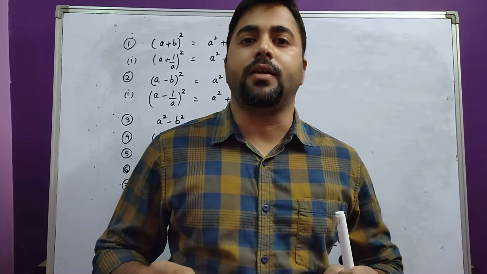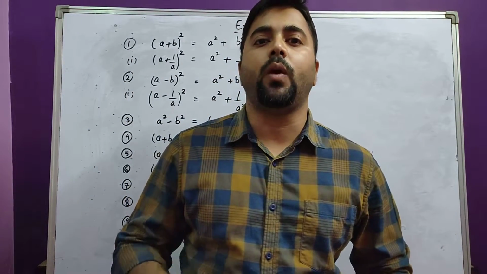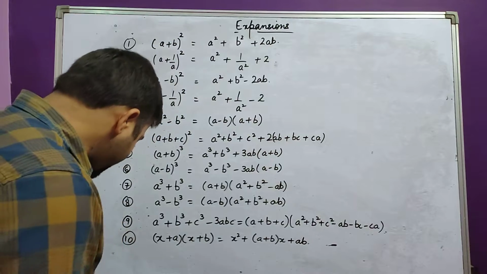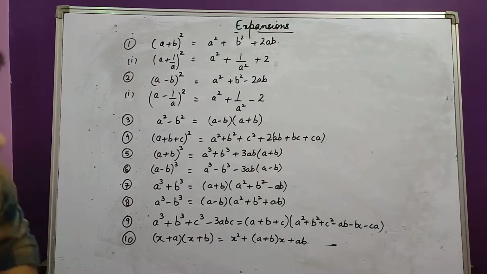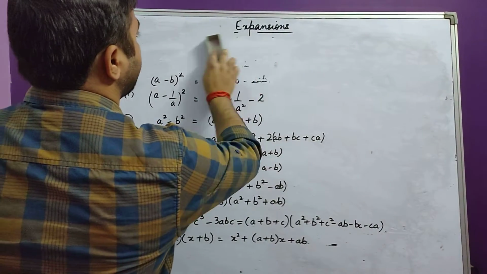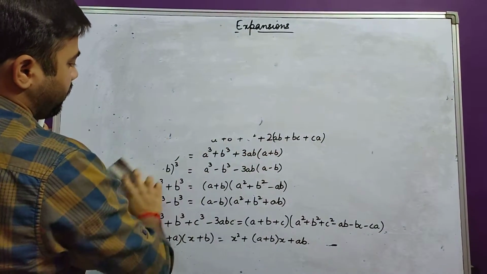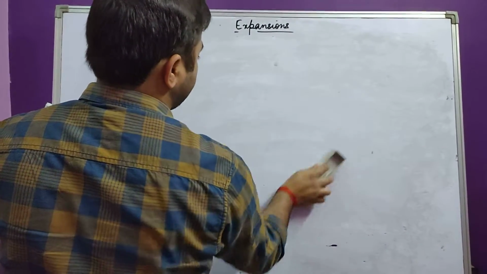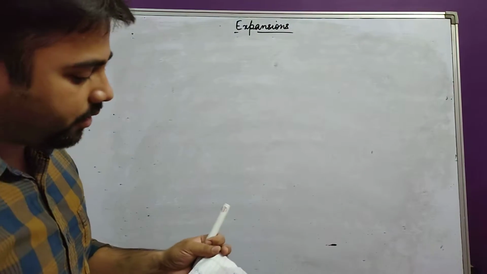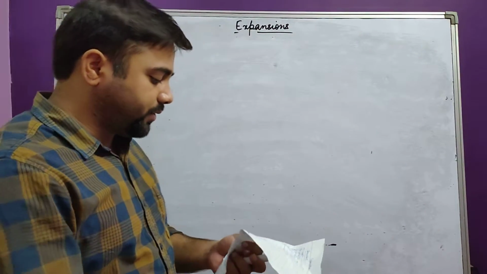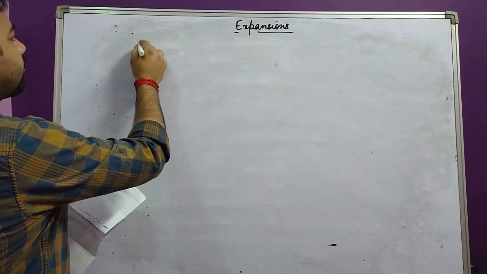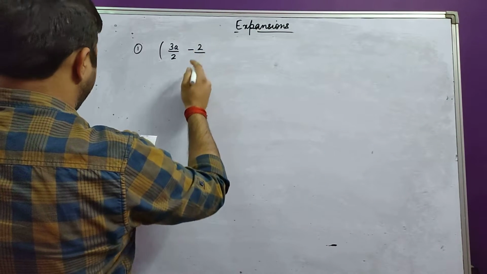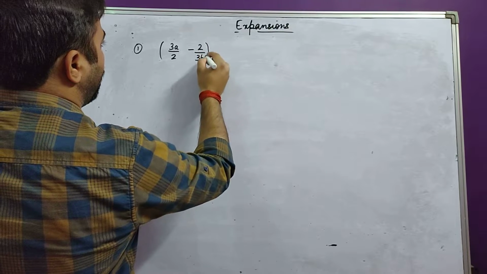I'm going to solve some examples on the board. I'm going to tell you how we are going to solve the problems of expansion. Okay, we have the first question over here. The first question says (3a/2 - 2/3b) whole square.